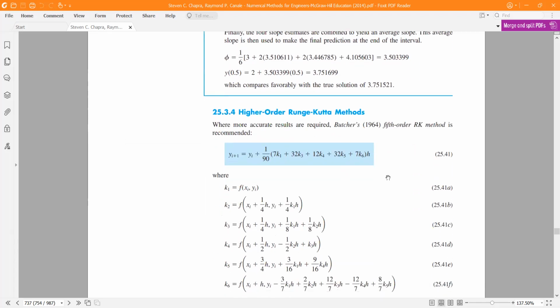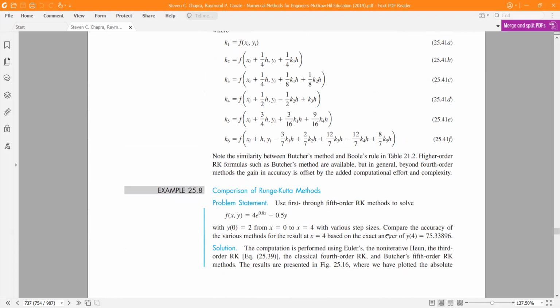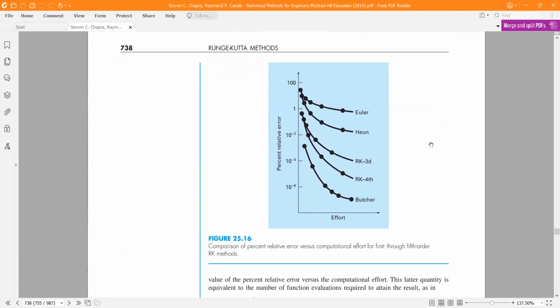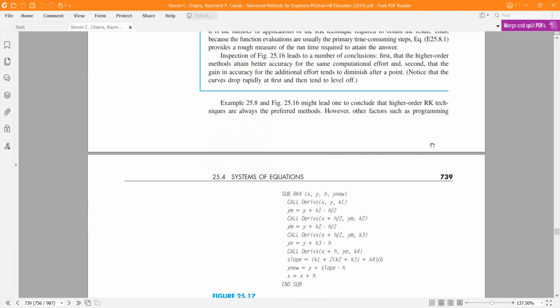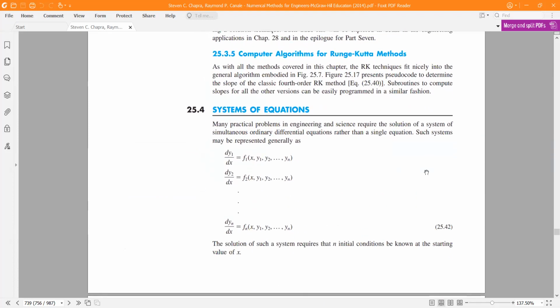But if you want to go through the higher order methods, sometimes it is very difficult to implement by using a hand calculator. So you can program it. A comparison is there, how your error is changing with the different techniques. So with this, I will go to this interesting topic, system of equations.